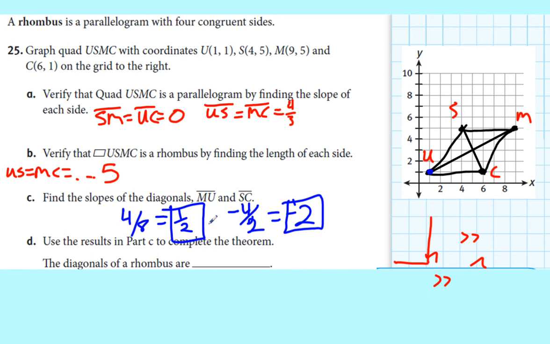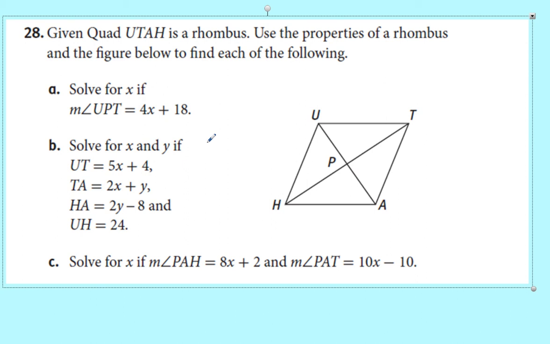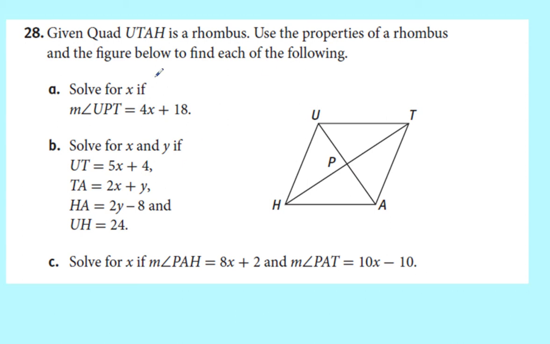And if you have two lines where the slopes are reverse reciprocals, we know that those two lines have to be perpendicular. Smiley face for perpendicular lines. Okay, that wasn't so bad. We're almost done. Okay, next. How exciting. It's a rhombus.